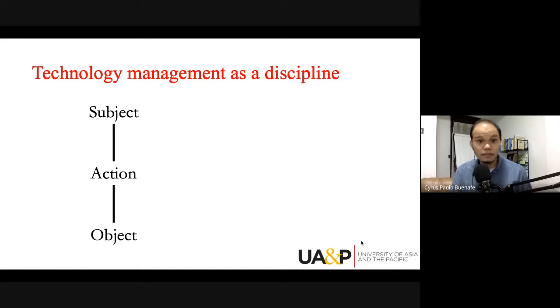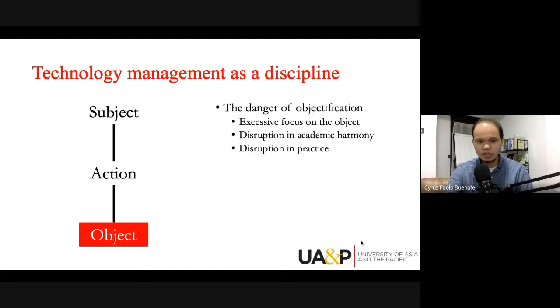And this is how people tend to view technology management as a discipline, looking at the object and unfortunately looking at the object alone. Okay, let's start with the object. Well, what is the object of technology management? Well, the object of technology management would be technology, but it's not only limited to technology. It can also be the stakeholders of technology as recipients of that action.